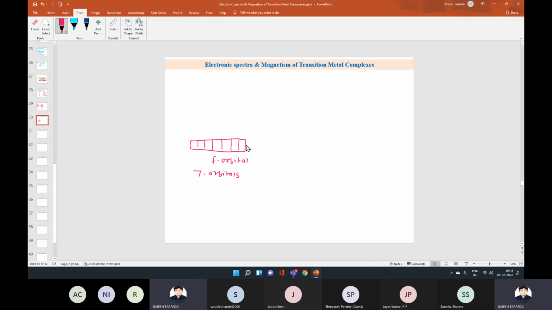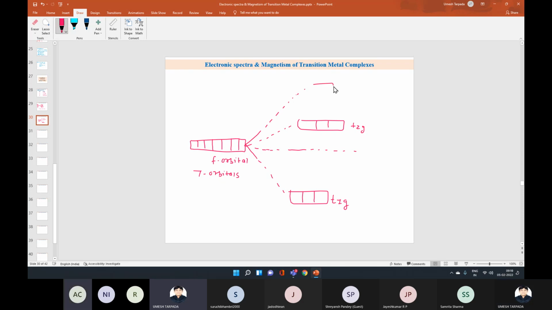That is, the lowest energy term is here. This is called T1G. It may be the ground term. Then the next term comes here. It is called T2G. Again 3 orbitals are here, and this upper one is A2G.